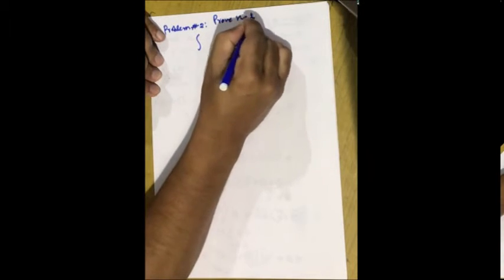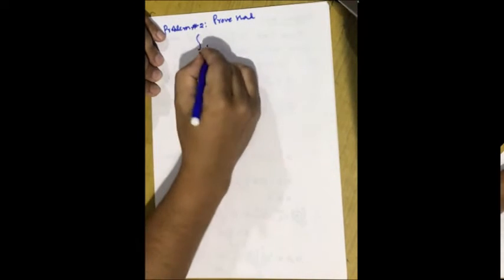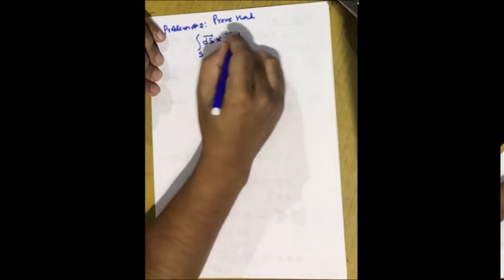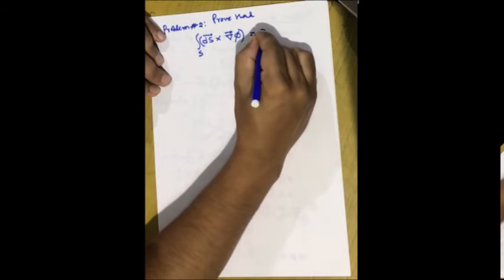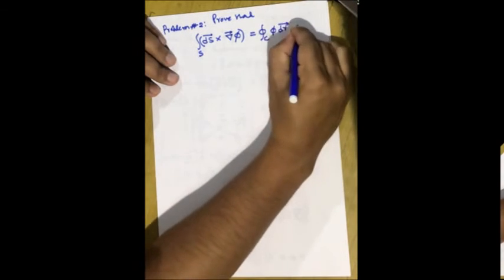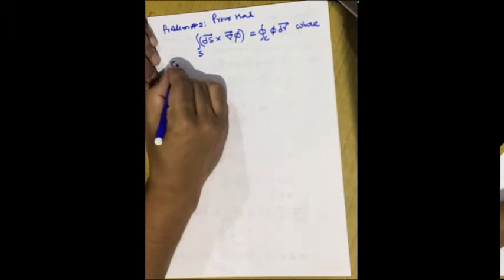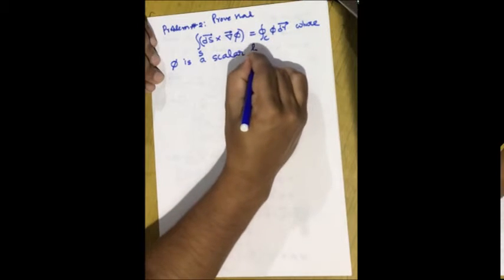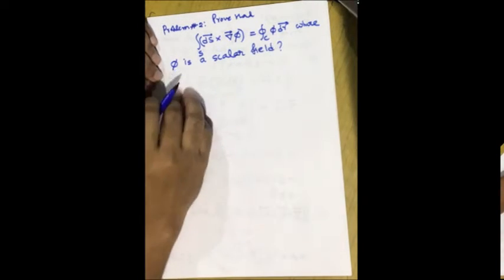Okay, so the problem is: prove that surface integration ds cross the gradient of a scalar field. Gradient of a scalar field is a vector quantity, so we have to write the cross product, is equal to line integration phi dr, where phi is a scalar field. Okay, so we have to prove it.